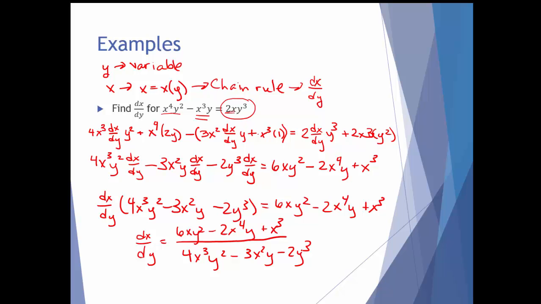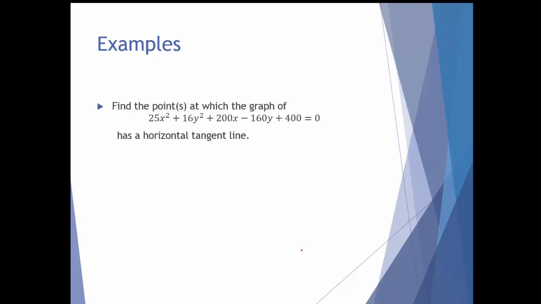Okay, let's look at one more example. We're going to find the points at which the graph of 25x squared plus 16y squared plus 200x minus 160y plus 400 equals 0 has a horizontal tangent line. So we're back to talking about horizontal tangent lines. And what we know is that if a tangent line is horizontal, its slope must be equal to 0. And since the slope of the tangent line is also known as dy/dx, these kinds of questions say find the derivative and find out when it's going to be equal to 0.